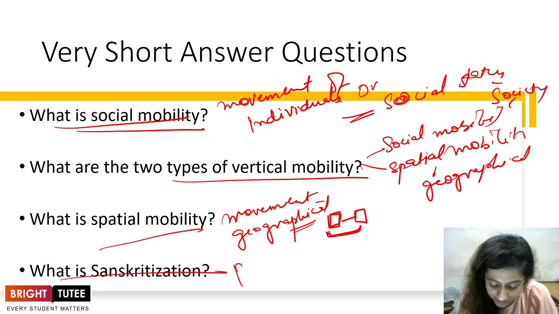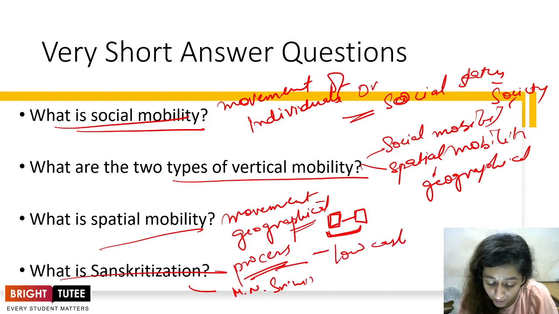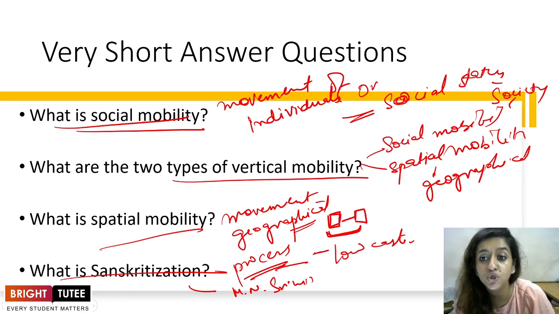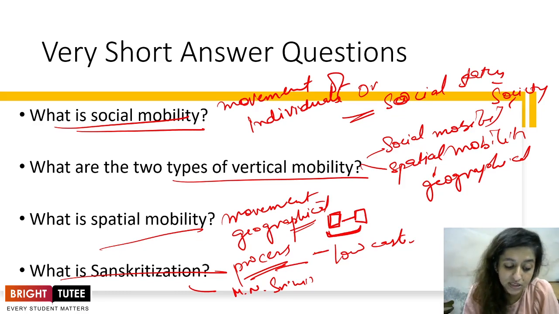What is Sanskritization? Sanskritization is a process. It is a term given by M.N. Srinivas, wherein the people of the lower caste adopt the customs, the rituals, and the ideologies of the people of the higher caste, and that is how there is this mobility seen in the caste system.